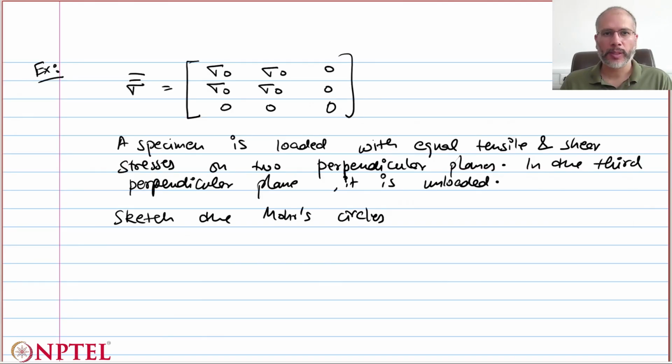And we can see from here that one of the directions is a principal direction, which is a plane stress situation, that is, there is no loading. And in the other two directions, there is equal tensile and shear stress, that is sigma naught, on both planes x1 and x2. So to find the Mohr circles, the thing we need is the three principal values. So we will solve the eigenvalue problem for this.